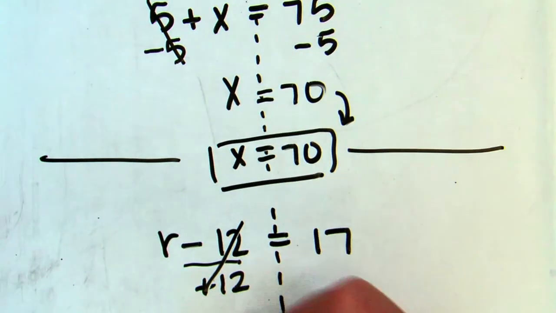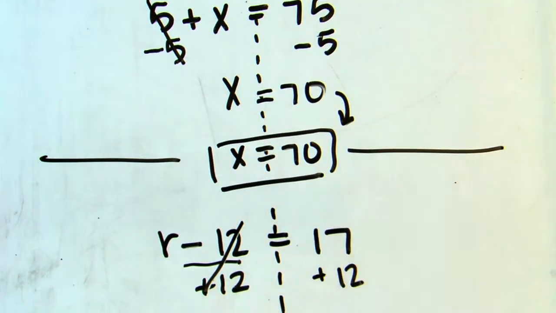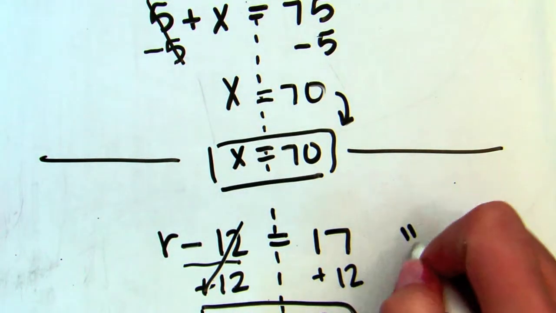So now we got r alone. But to keep it balanced, if we add a positive 12 to this side, we have to also add a positive 12 to this side. And 17 plus 12 is going to be 29. And r is totally alone, so we are finished. Yay!